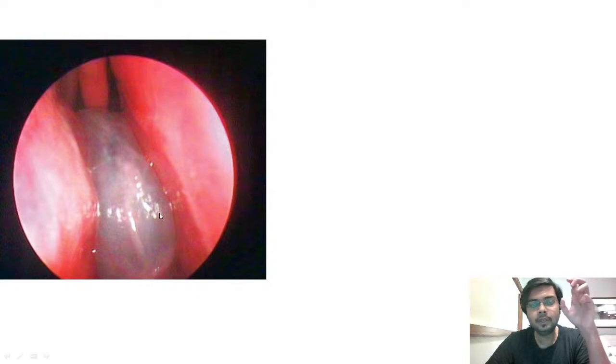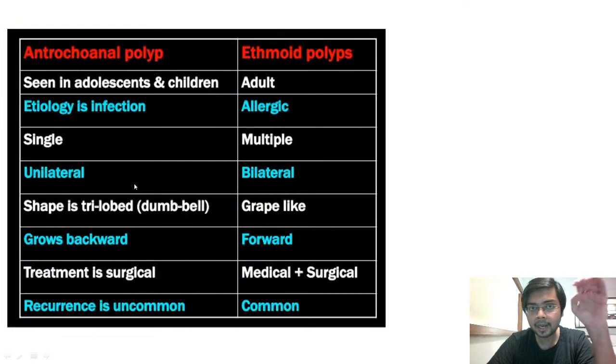So most probably, not very confirmatory, it can be an antrochoanal polyp which is arising from the maxillary antrum going towards the choana and the anterior part of the nasal cavity. And you know this very basic difference that in the antrochoanal polyp, the etiology is infection. These are usually single, unilateral, trilobed, grows backward.